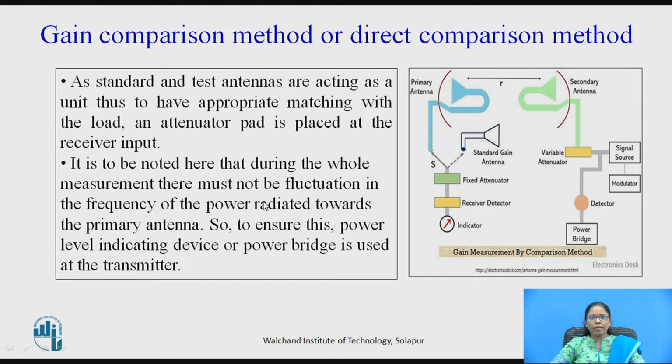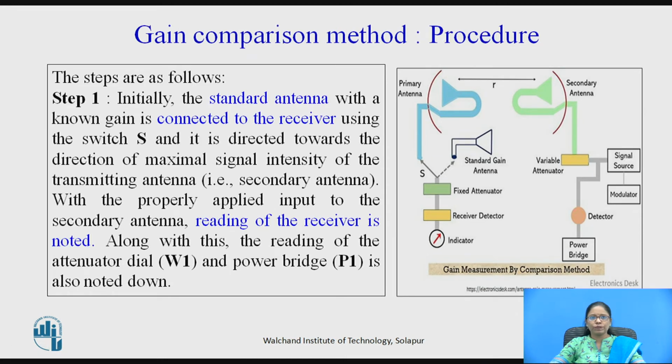It should be noted that during the whole measurement, there must not be any fluctuations in the frequency and the power radiated from the primary antenna. To ensure this, the power level indicating device, or the power bridge, is used at the transmitter. This power bridge indicates that there are no fluctuations. So the procedure is like this.